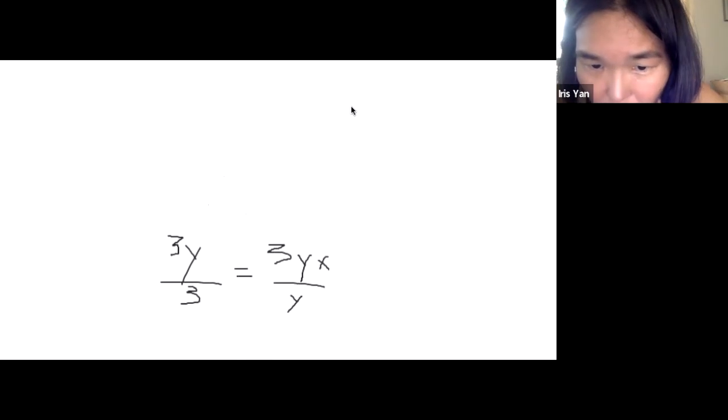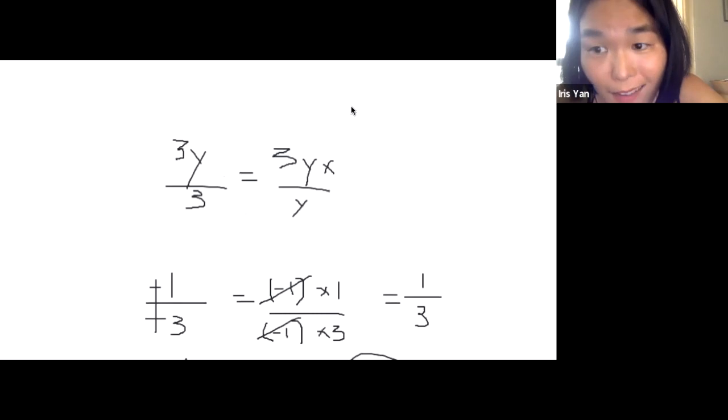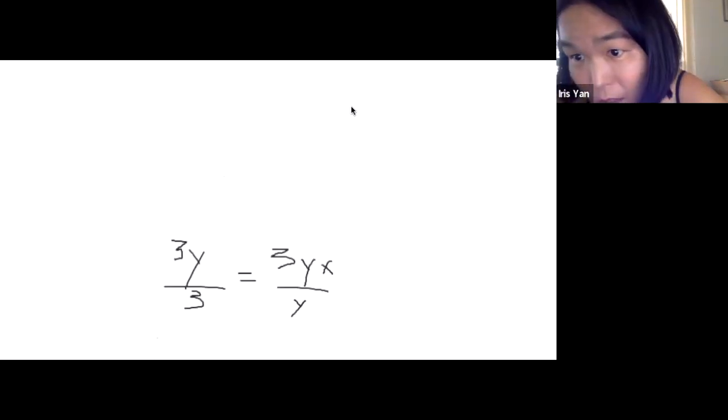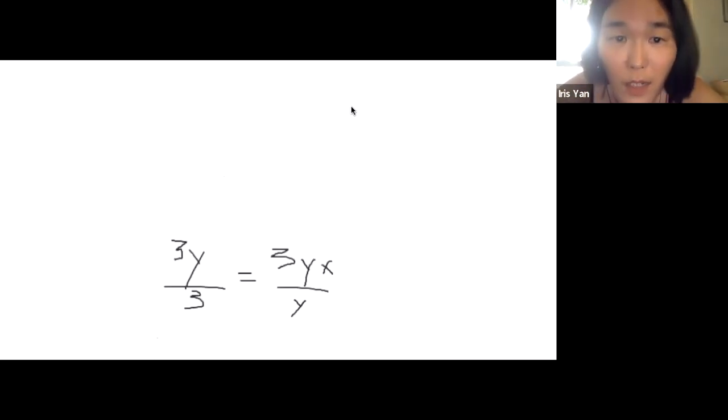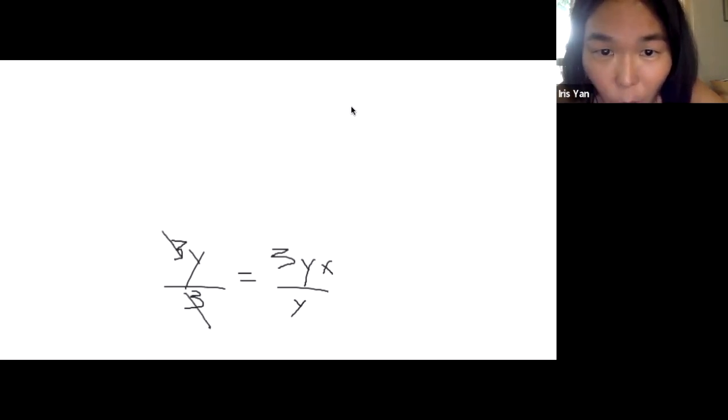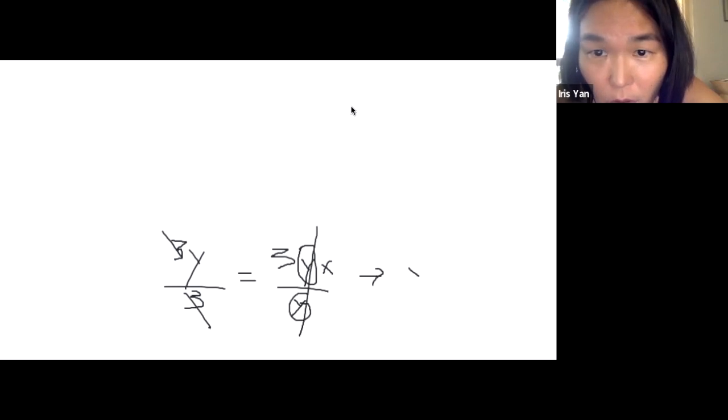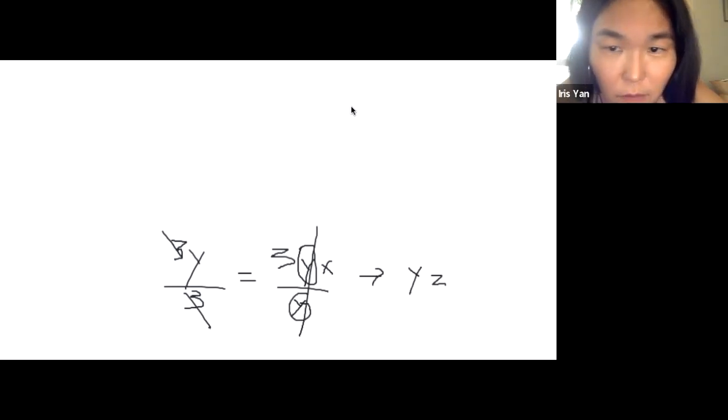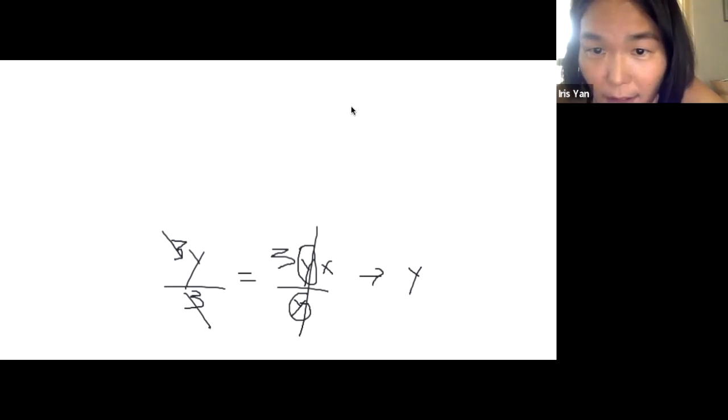This is multiplication. Because the left side and the right side are the same, when you do anything to one side, you have to do it to the other one, to keep the equality. So now I have a 3 and a 3, so these cancel. And here I had a y, and then I had a y multiplying, so I can cancel. In the end, what I have is y equals 3x.